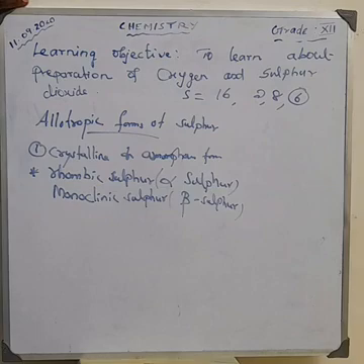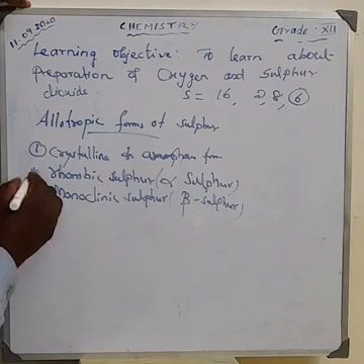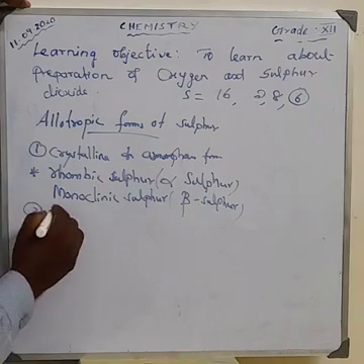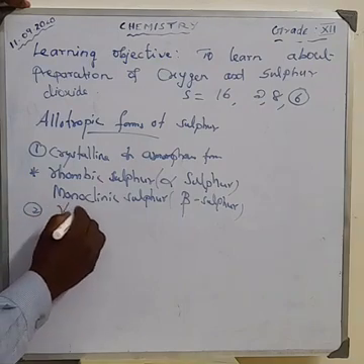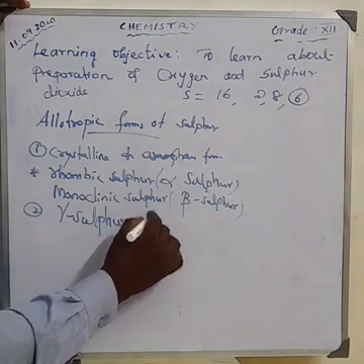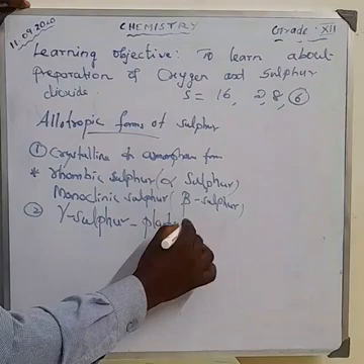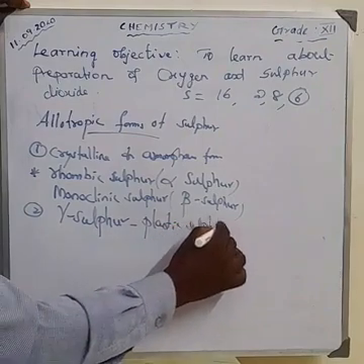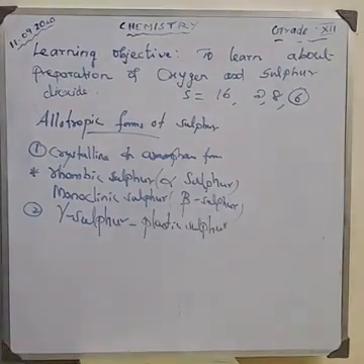Amorphous allotropic form includes plastic sulfur, that is called lambda. Okay. Not lambda, that is called alpha sulfur.